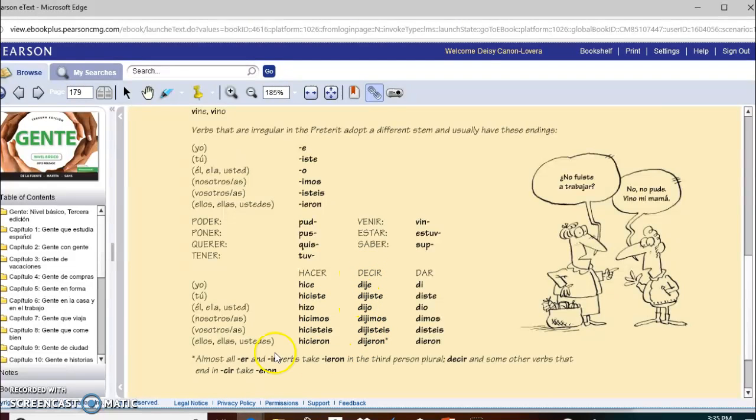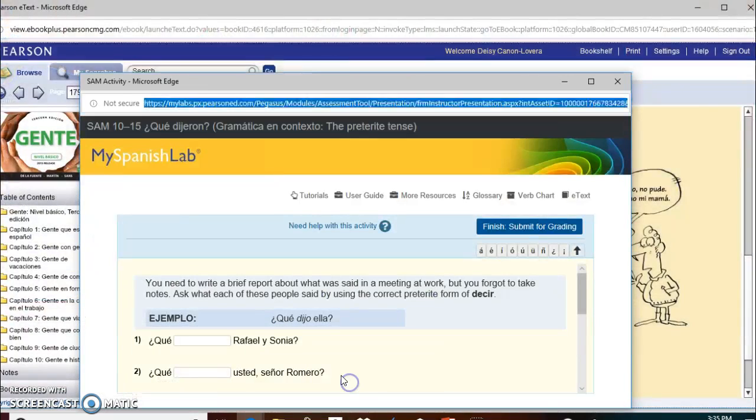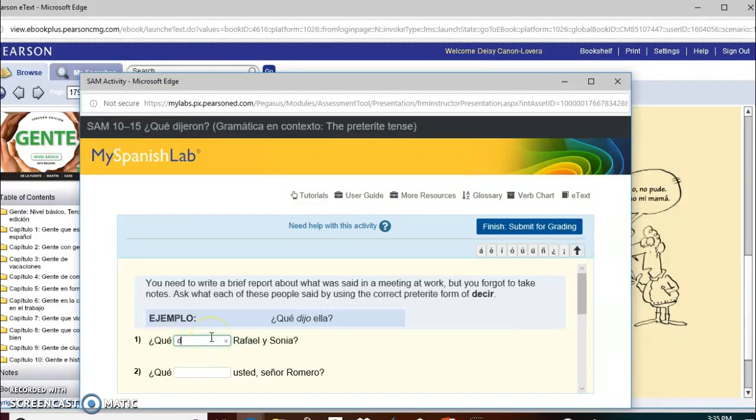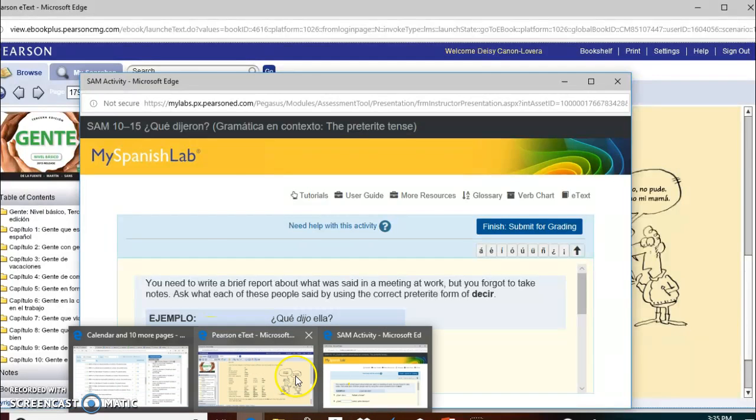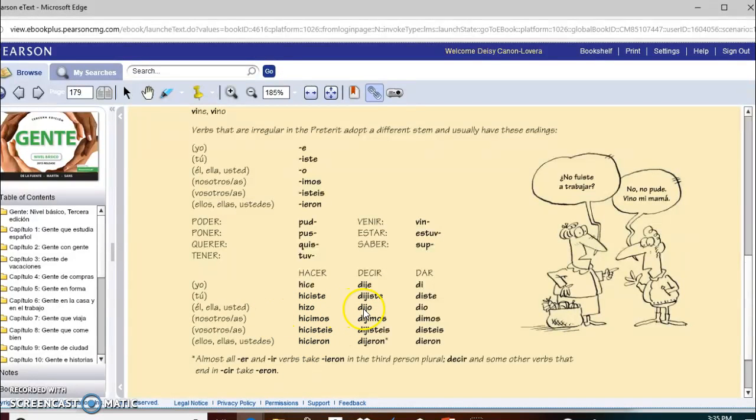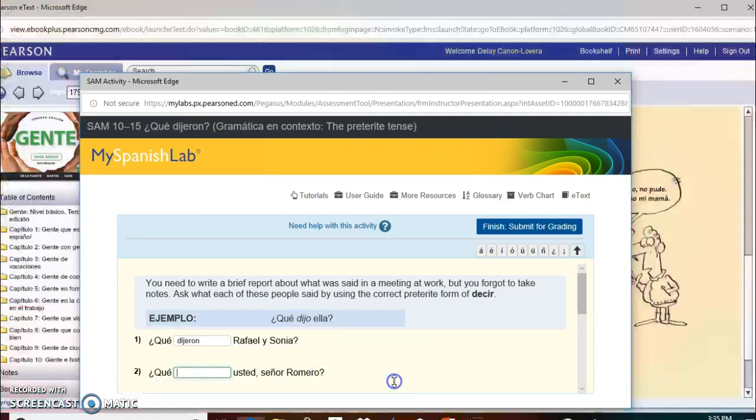Here you have the conjugation. Rafael, Gloria would be ellos. So you will say dijeron. ¿Qué dijeron Sonia? Dijeron. Usted. How do you conjugate the verb decir with usted? So dijo. So you will complete the activities.